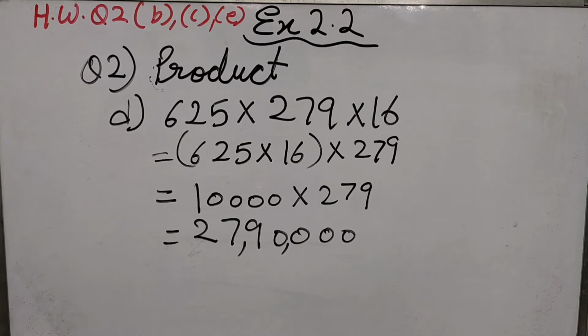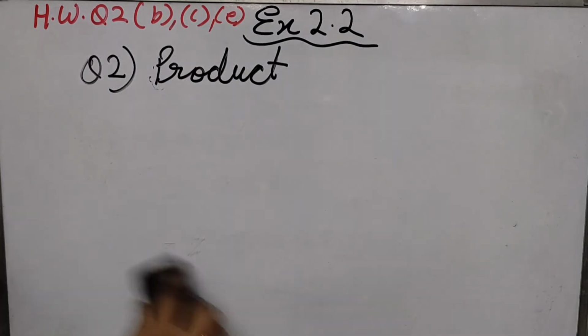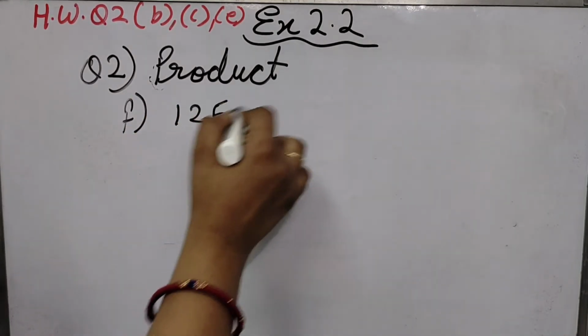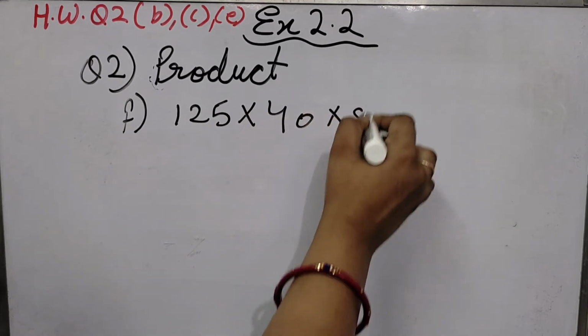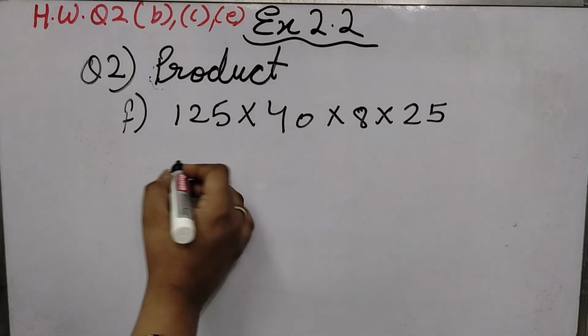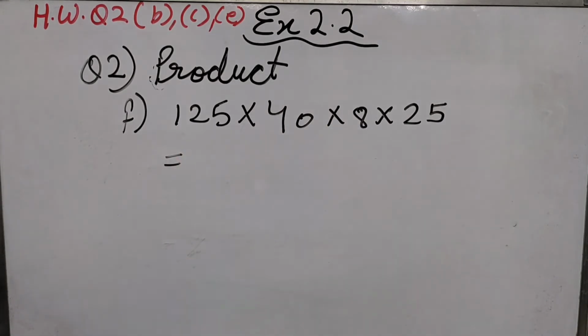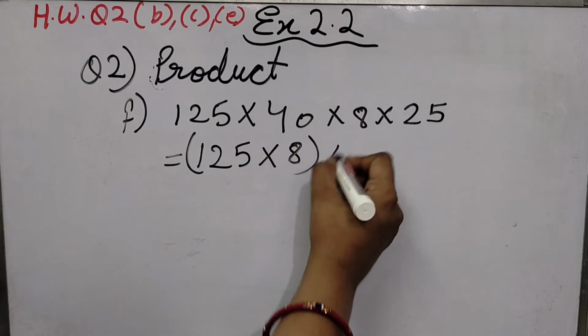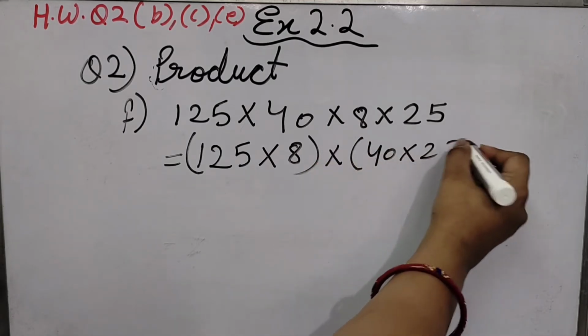Now I am taking last part, that is part F. Part E will be your homework again. Part F is 125 multiplied with 40 multiplied with 8 and again multiplied with 25. So here we are multiplying 4 numbers. We can easily see if we multiply 40 and 25 together and 125 and 8 together, we can easily calculate.